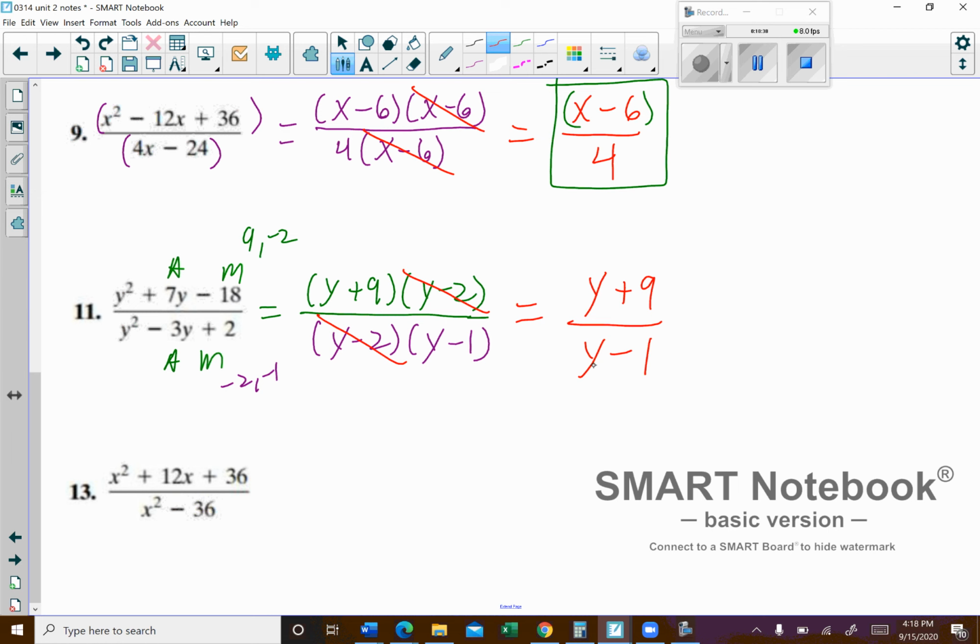Once again, don't try to do anything funny here, okay? So you can't cancel out the y's. You can leave it like this. That's your answer. That's fine. If you want to be safe, you can put parentheses around it to remind you that those are teams, okay?